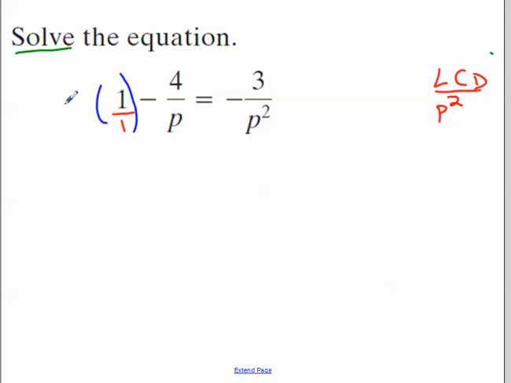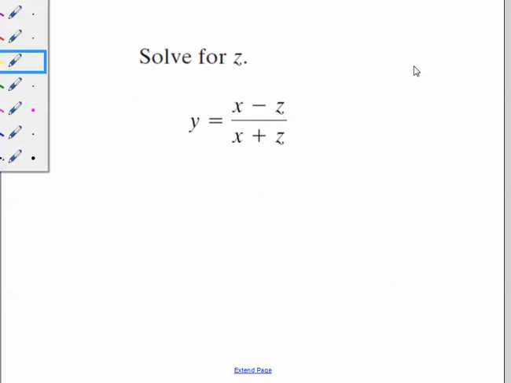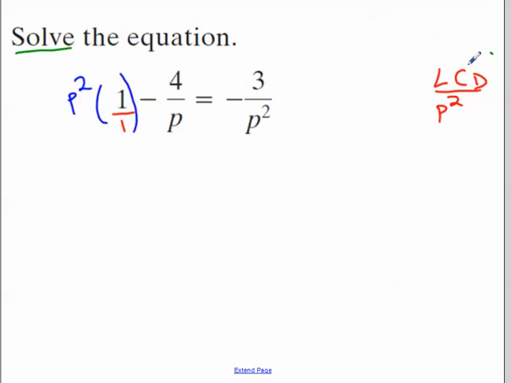Here's my blue term times my lowest common denominator of p squared. Here's my green term, multiplied by my lowest common denominator of p squared. Here's my black term, multiplied by my lowest common denominator of p squared. So now, because I've got a rational equation, I can multiply by my lowest common denominator.